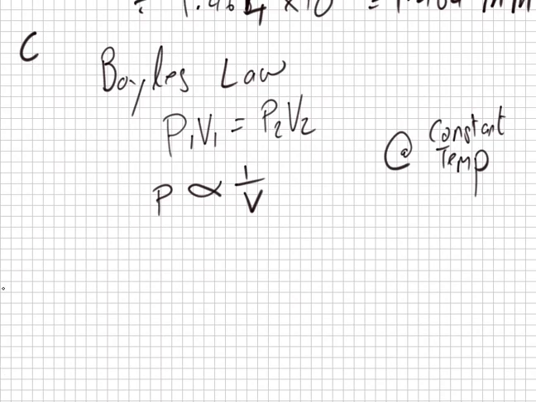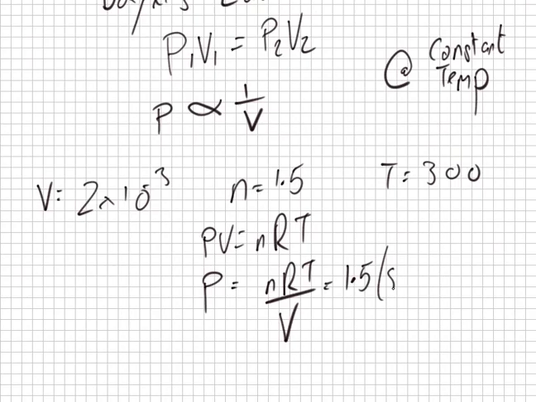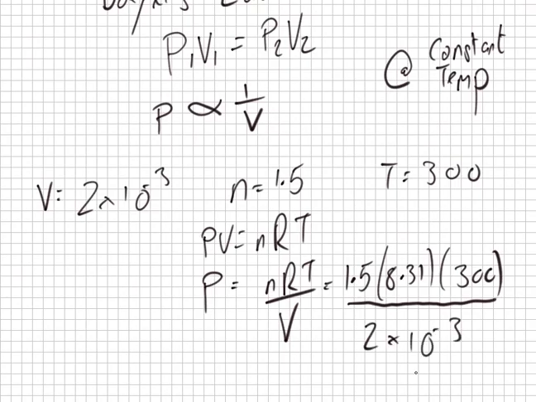A gas cylinder has volume 2 times 10 to the minus 3. It contains 1.5 moles and the temperature is 300. So I want the pressure. Well, what do you have to do here to get the pressure? We have to use the ideal gas law. PV equals nRT. So P would equal nRT over V. So that's 1.5 times 8.31 times 300 over 2 times 10 to the minus 3. So what do we get there for pressure, please?